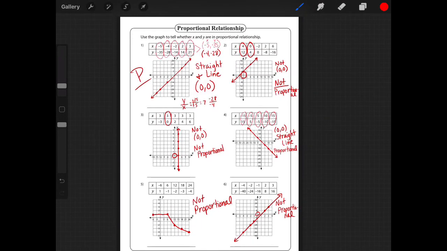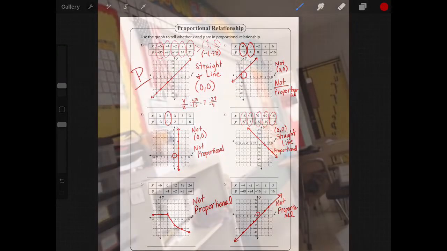And there's our whole worksheet. Make sure you do extra practice problems if your teachers gave you the worksheets. If they did not, then hopefully this video has helped you really secure that knowledge of if it goes through (0, 0) and it is a straight line, it's proportional. If it misses either of those two things, then it's no longer proportional.